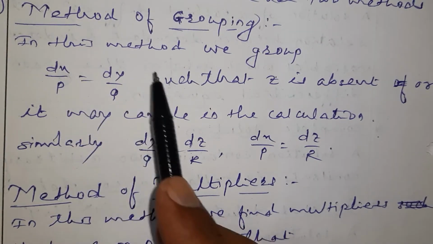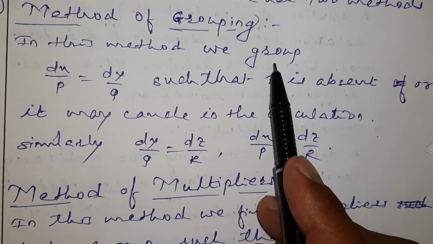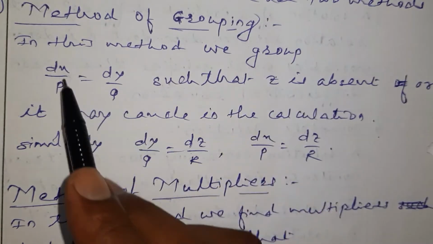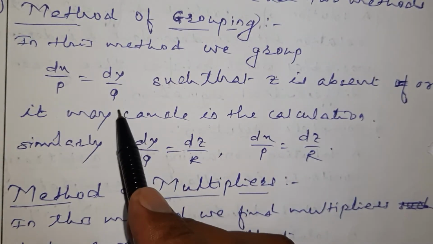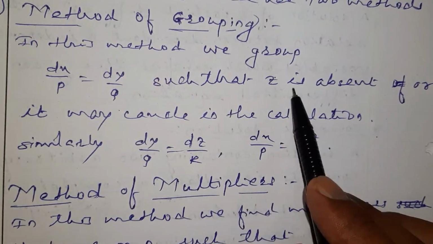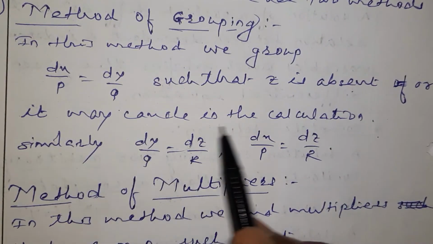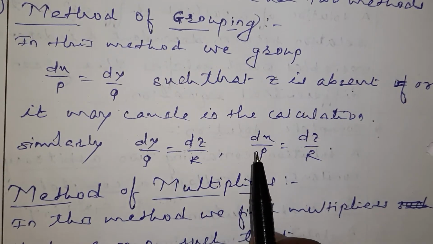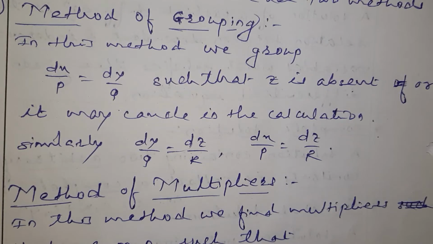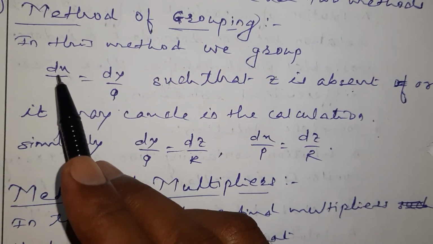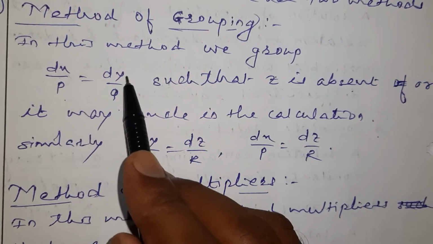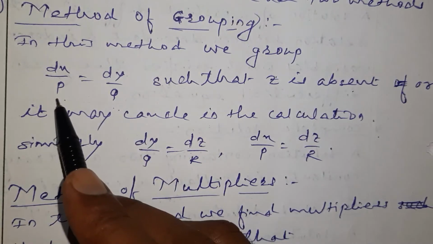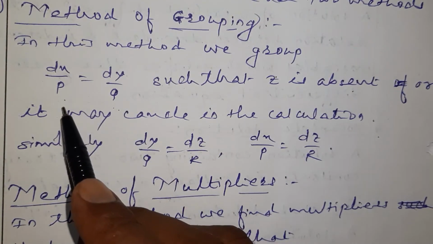In this method, three groups are possible. So how do we group? See carefully. We group dx upon p equal to dy upon q such that z is absent or it may cancel in the calculation. Which are the two variables you can see here? dx upon p is equal to dy upon q, means only x and y variables are there. So z is either cancelled or it may be absent.